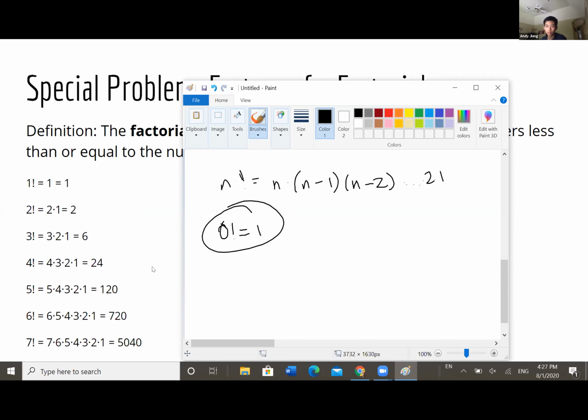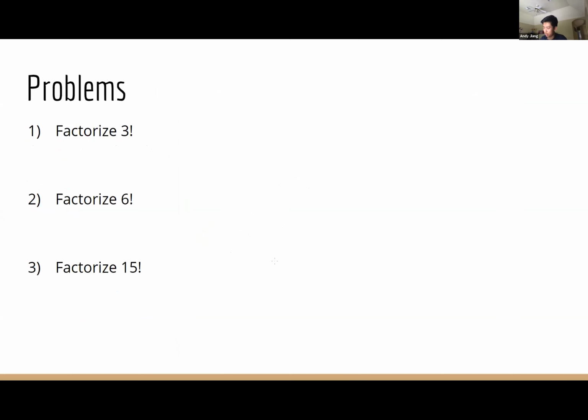Yeah, I guess there are actually many ways to prove why 0 factorial should be 1. So here are 3 problems. All I'm asking you to do is write out the prime factorization of these.